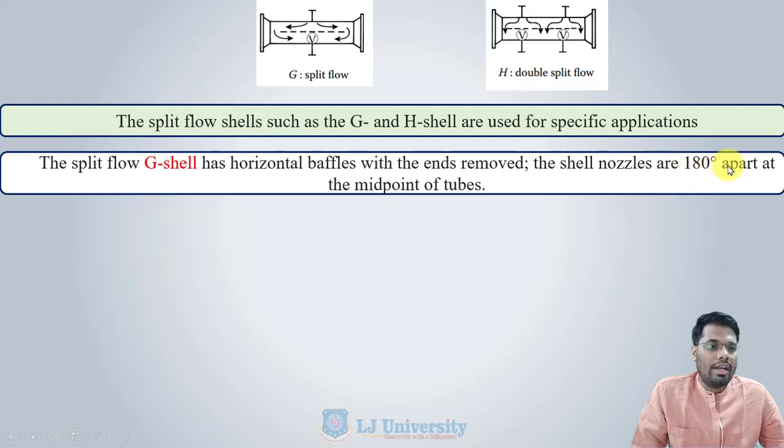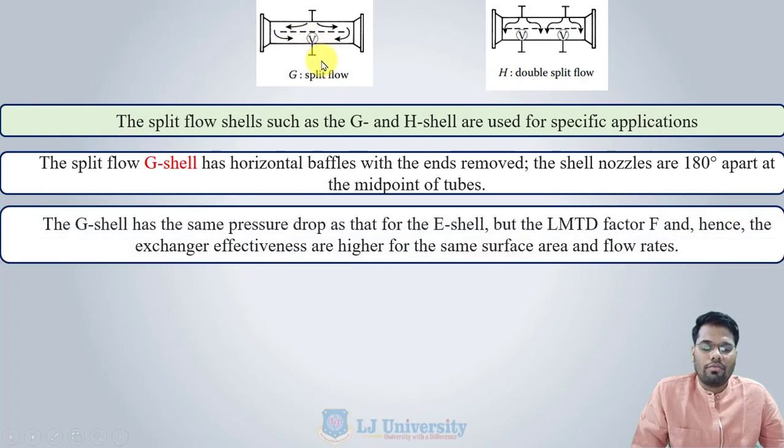The shell nozzles are 180° apart. Here you can see that the shell nozzles are 180° apart at the midpoint of the tubes. This is at the midpoint of the tube.